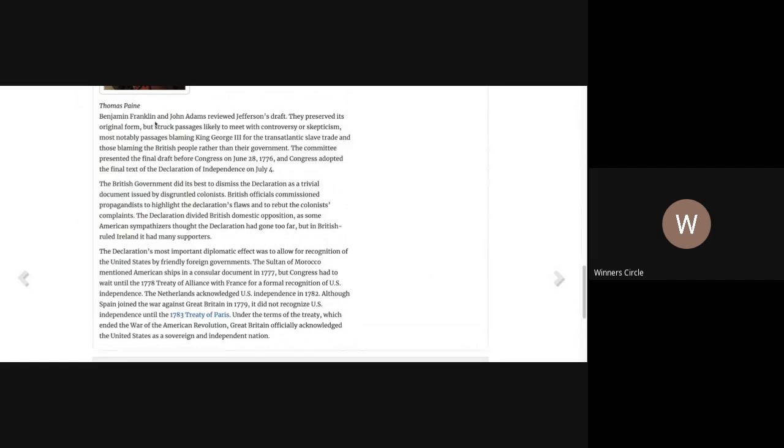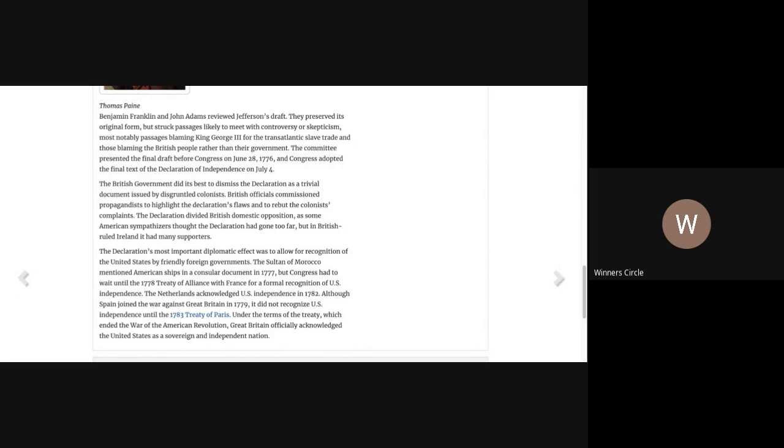Thomas Paine, Benjamin Franklin, and John Adams reviewed Thomas Jefferson's draft. They preserved it in its original form, but struck passages likely to meet with controversy or skepticism, most notably passages blaming King George III for the transatlantic slave trade. What? Because the Europeans were the slaves.